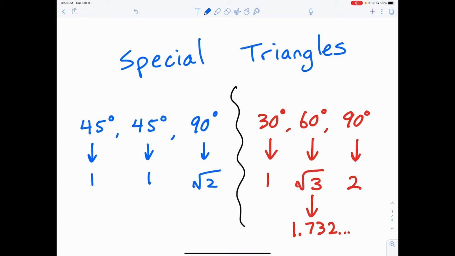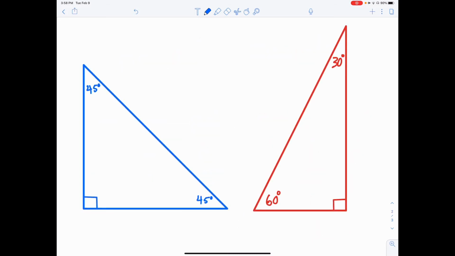The other special triangle is the 30-60-90, and those ratios are going to be 1, square root of 3, and 2. Just a reminder that the square root of 3 is equivalent to roughly 1.732, and it keeps on going. So a common question that we normally get is, how do I know which side matches with which ratio?